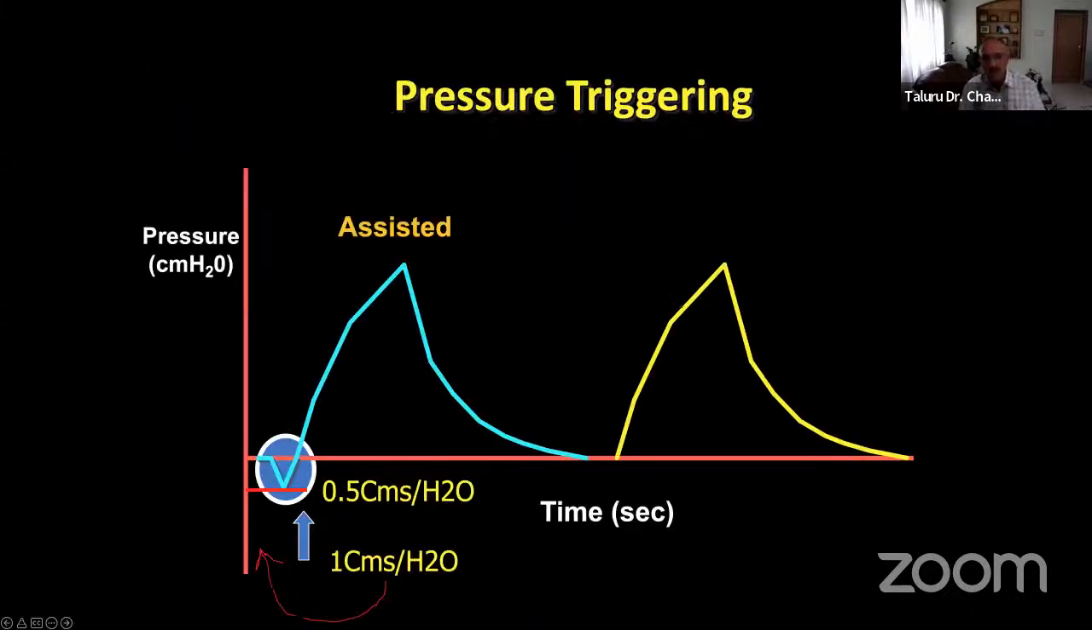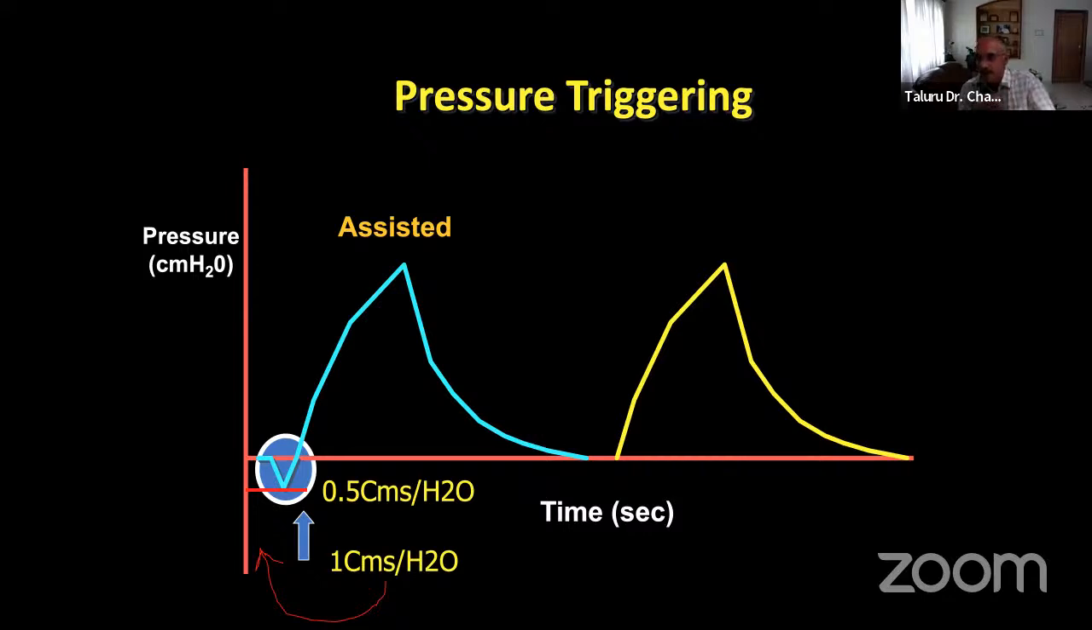So if you set a trigger of minus 0.5 centimeters, once minus 0.5 centimeters of negative pressure is created in the circuit, the ventilator starts an inspiratory flow. So obviously, if you keep a trigger of minus 5 centimeters, the patient has to trigger minus 5 centimeters. I have seen patients being put on minus 5 centimeters. You know what? For normal breathing, the amount of negative pressure we create is around 2 to 4 centimeters.